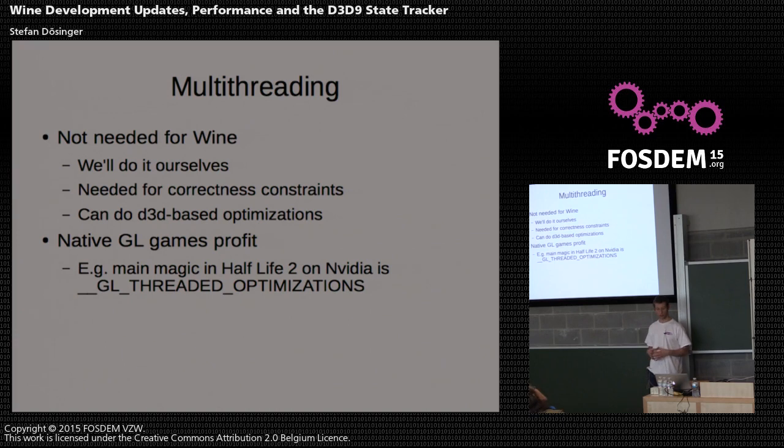And we want to do it ourselves, because Direct3D is pretty strict on call ordering, much more strict than OpenGL is, so we need our own synchronization for correctness anyway. And either we have our own ring buffer we write to, or we have to use glFlush, glFinish, or maybe sync objects. So we prefer to do the multi-threading ourselves. But native OpenGL games would profit a lot, because on NVIDIA, the native Linux port's main magic is NVIDIA's threading, which the game turns on by setting an environment variable before loading the game or something like that. I know what the interface looks like there. And I think multi-threading is something that has been talked about on the Mesa mailing list.